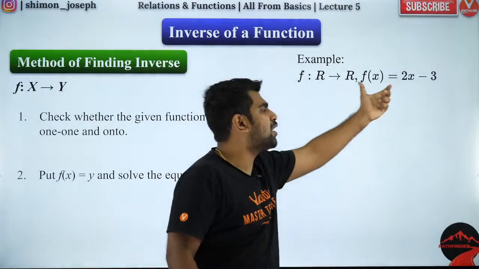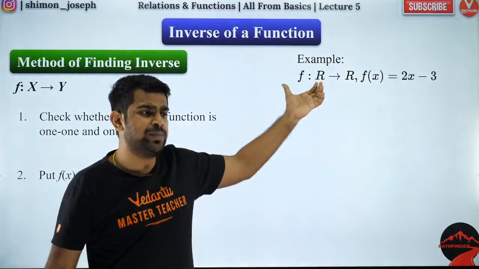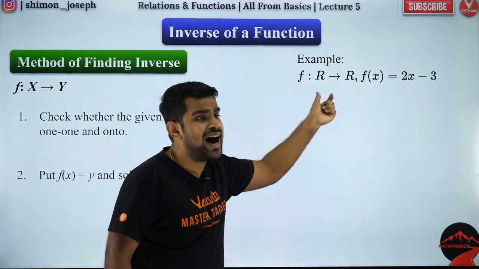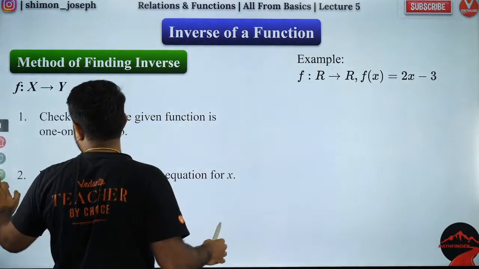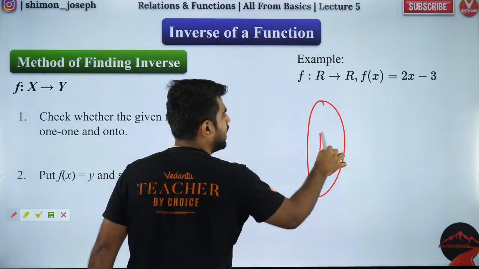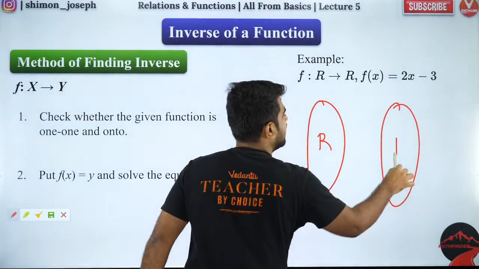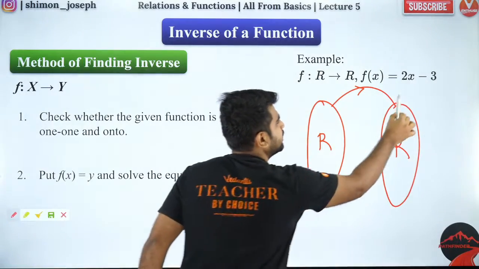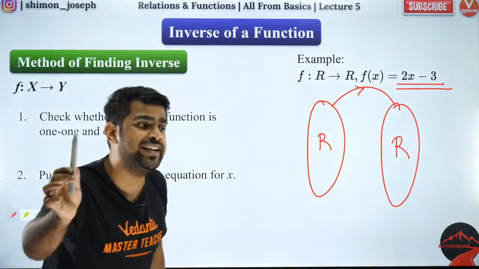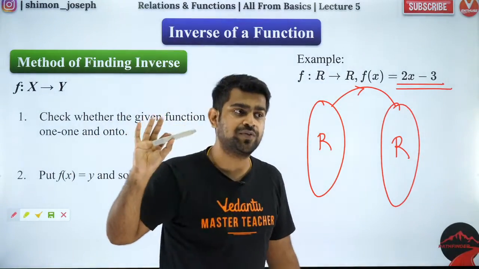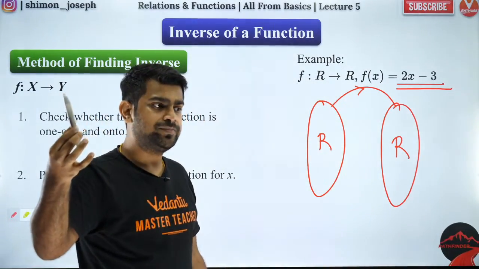So let's take an example. Let us say this is our function. Do you all agree? This is a simple function. Let's say you have a function from set R to R. This is the set of real numbers, and this is the set of real numbers. I have a function f of x given by this. Now I want to find the inverse of this function. How do I do that?